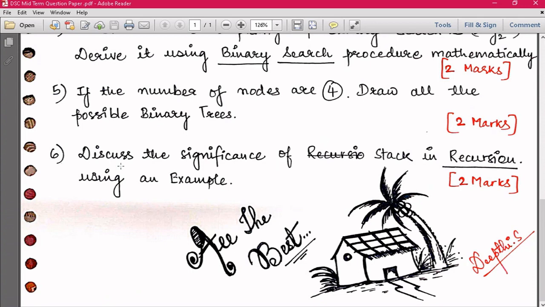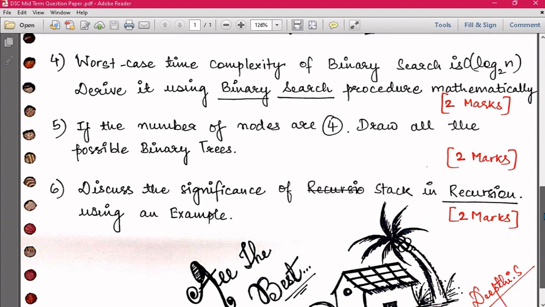Now coming to the sixth question: discuss the significance of stack in recursion using an example. See, this question is misunderstood by most of the students. What you need to do is simply write a recursive function, which calls the function again and again with the help of recursion, and every call of the function will be placed in the stack. So you can use the example of factorial also. That also we have already discussed in class, and I will upload the writing style of attempting all these questions in the next video.